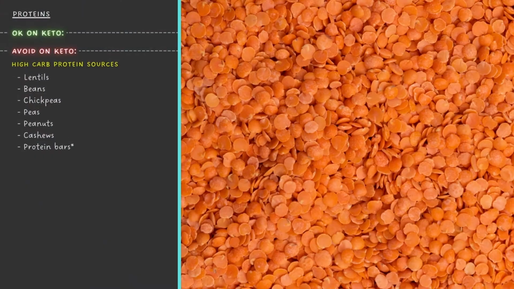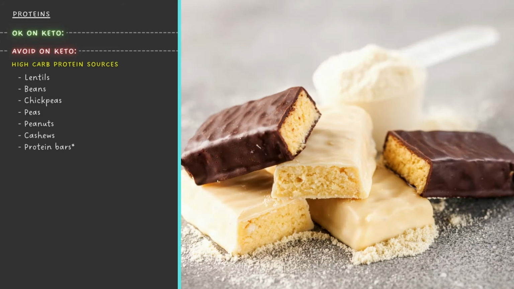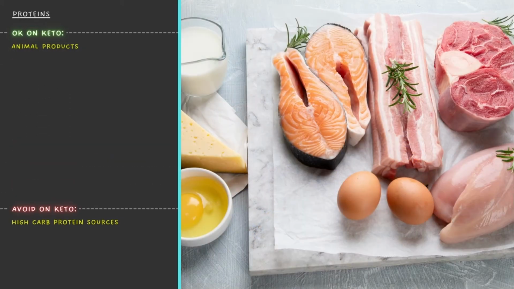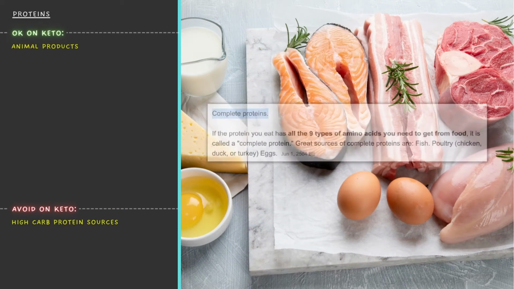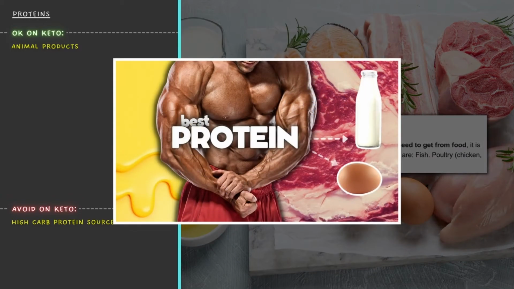So the best proteins to consume on a ketogenic diet are of course low carb, which means no lentils, beans, chickpeas, peanuts, cashews, or anything else that will carry you over your 5% limit. Mostly you want to be consuming animal products, as the protein is more bioavailable and the amino acid profile more complete than most plant sources. Check out this video if you want to know more.